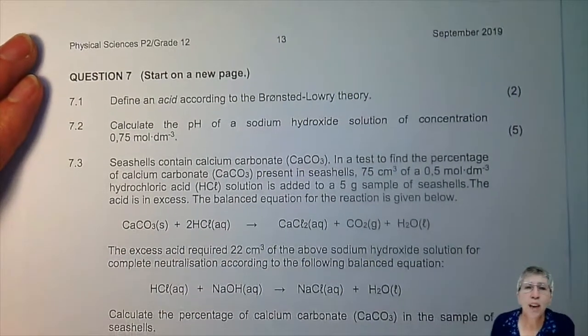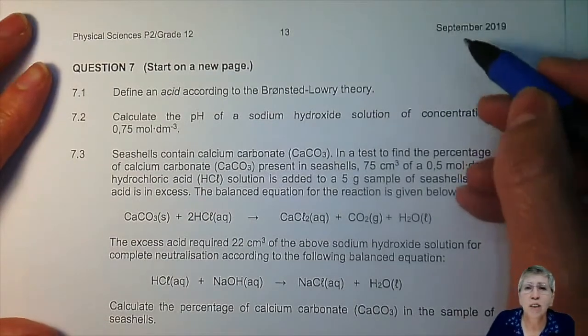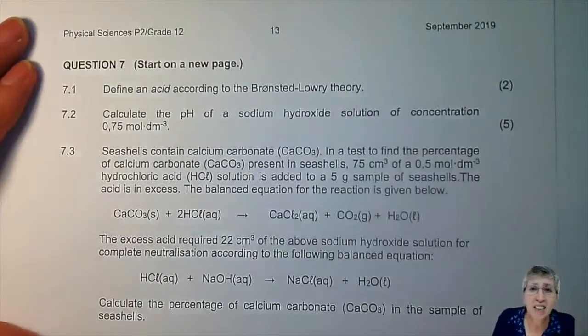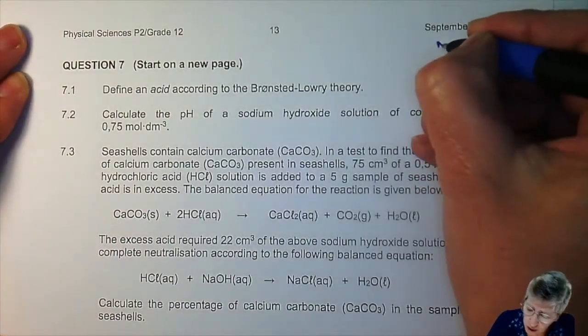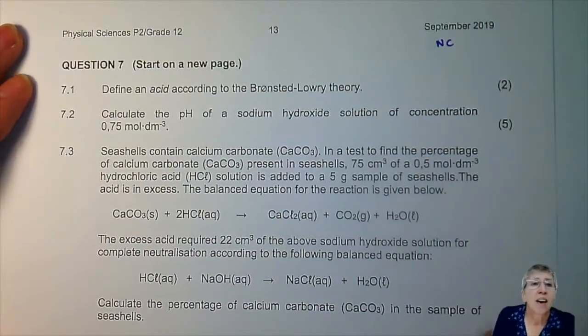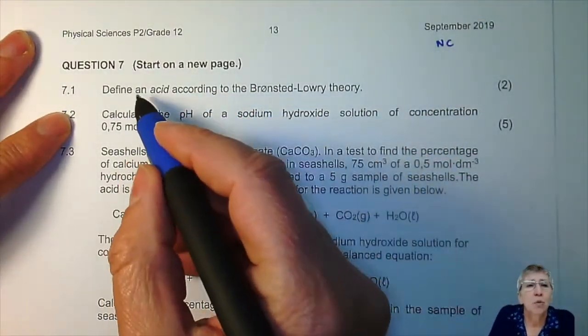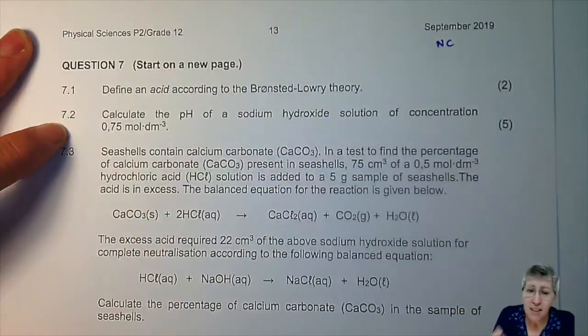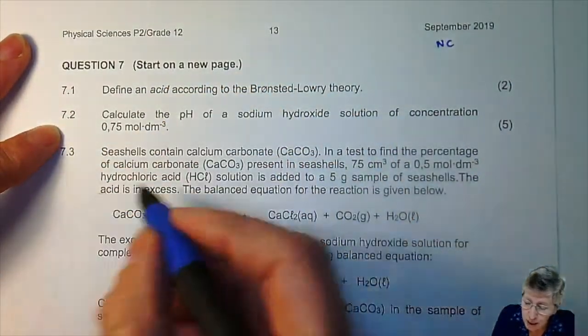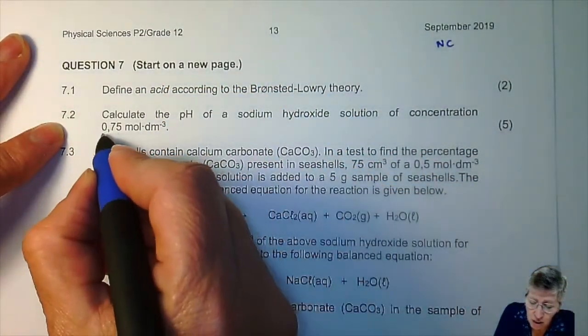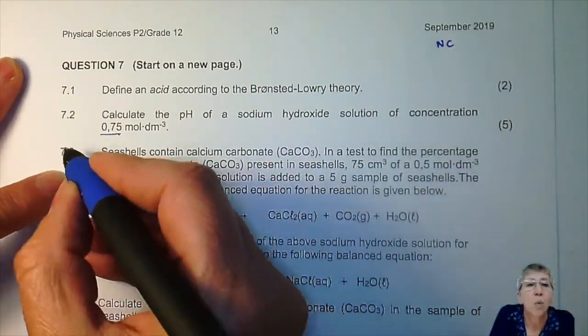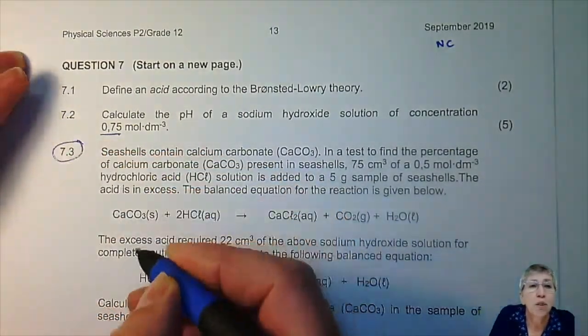Right, the next one we are going to look at was a preparatory exam 2019, and that was the one of the Northern PEP. Right, now, first off, they ask the definition. We're not going to look at that, and also calculating the pH of the sodium hydroxide solution. We're not going to look at that. We are going to look at 7.3.